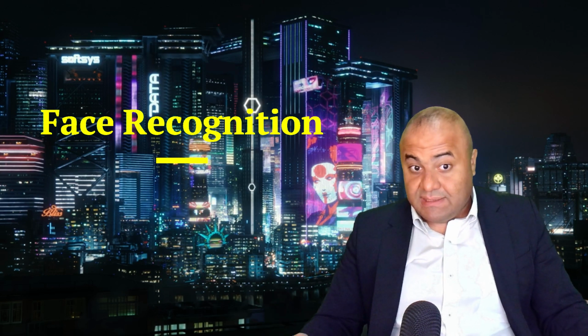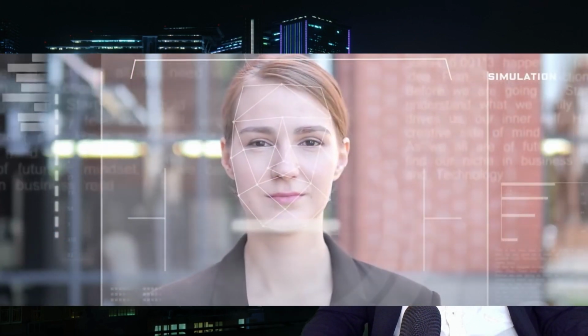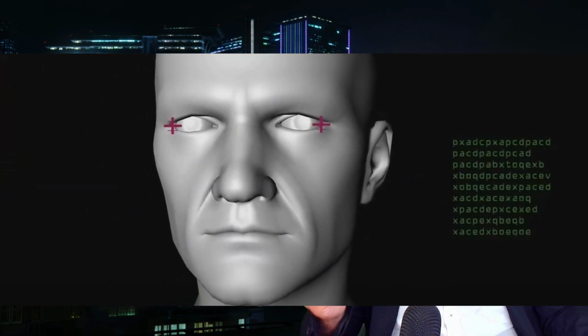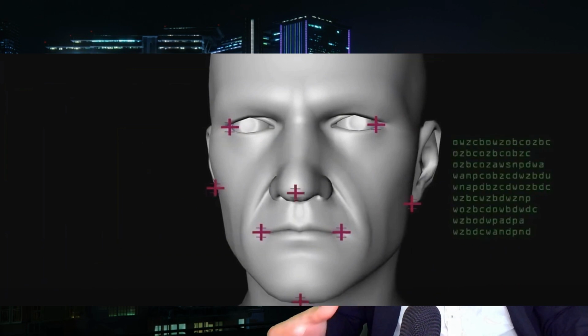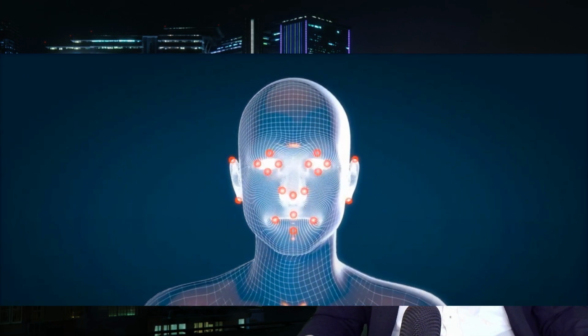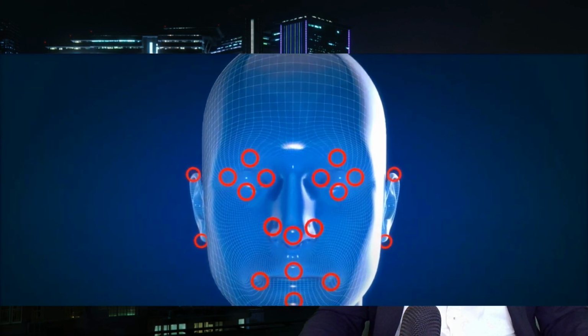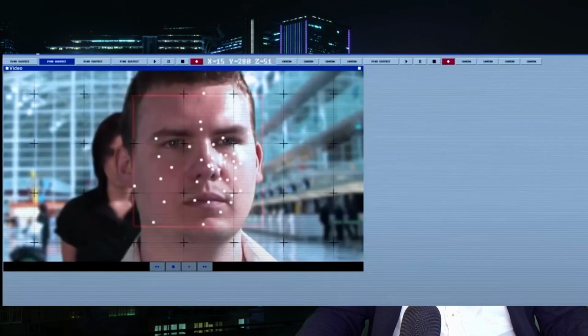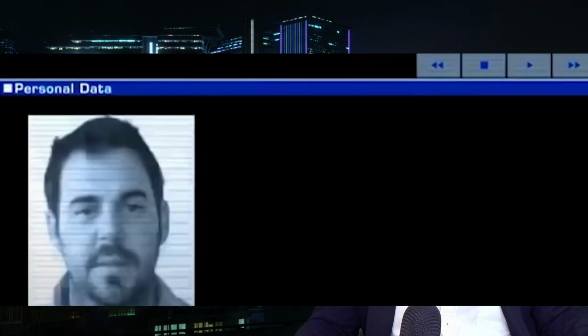Face recognition is a biometric technology that identifies and verifies individuals by analyzing their facial features. It involves capturing and processing an individual's facial image to extract unique characteristics, such as the arrangement of eyes, nose, and mouth. These features are then compared to a dataset of known faces to determine a match or identification. Face recognition is widely used in security, access control, and authentication systems.